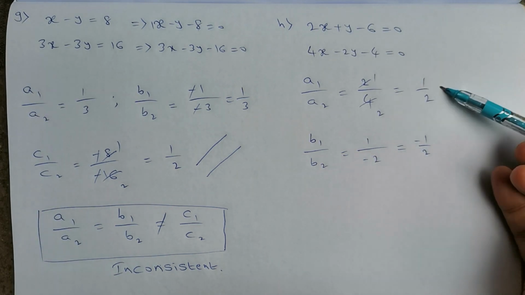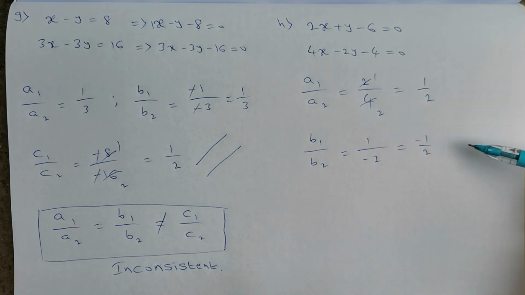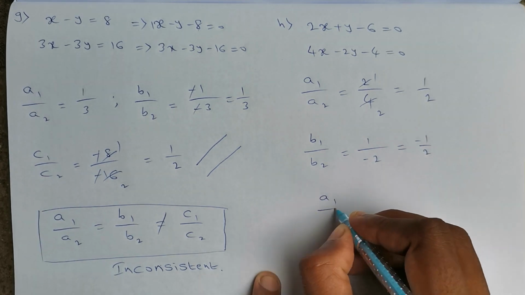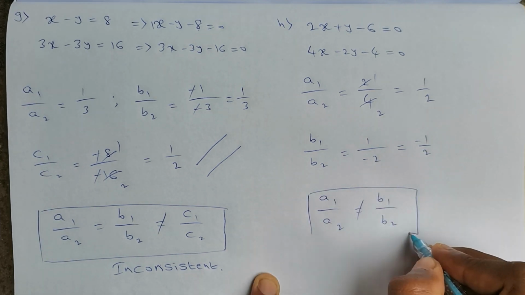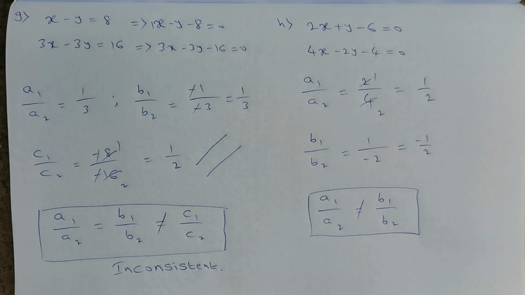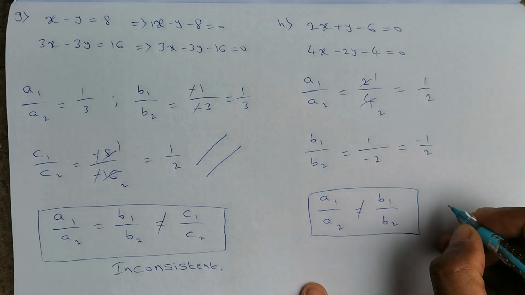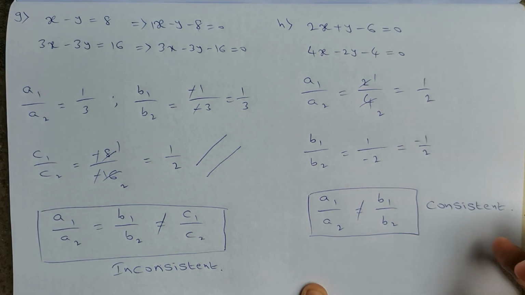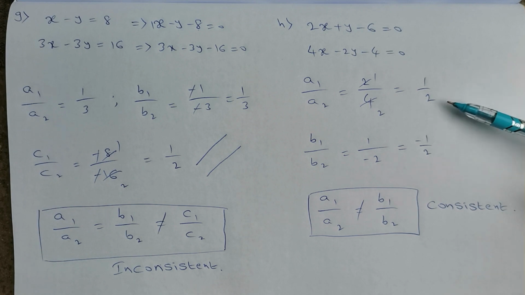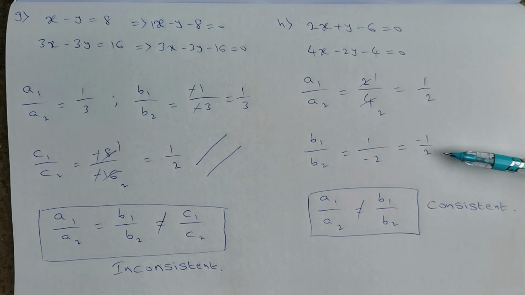Now a1 by a2, b1 by b2, if we compare, these two values are completely different. So a1 by a2 is not equal to b1 by b2. If a1 by a2 is not equal to b1 by b2, then those two lines are intersecting lines. If two lines are intersecting with each other, definitely it will have one solution. So we can say these two lines are consistent. Of course, when a1 by a2 is not equal to b1 by b2, as I already said, c1 by c2 is not required. Of course, if you want, you can solve that also, no problem.